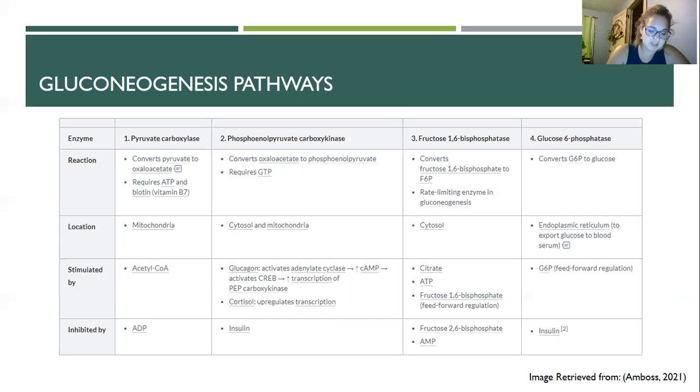Gluconeogenesis occurs when there is extra energy available and it is inhibited if energy is required. It can be stimulated by glucagon and is inhibited by insulin. The table here shows the steps of gluconeogenesis, and these steps are not reversible, but with specific enzymes, some of these steps can be skipped. You'll see that some of these steps are opposite reactions, but they are carried out by bidirectional enzymes.